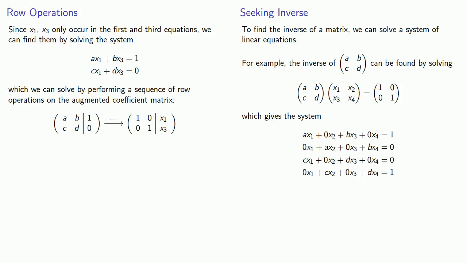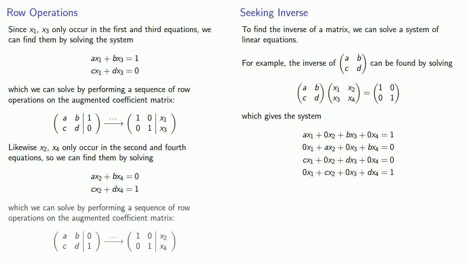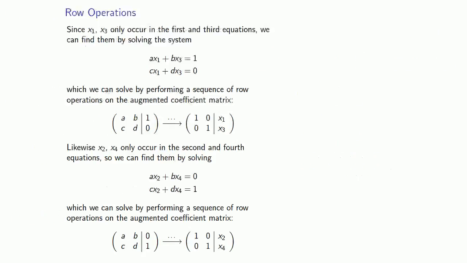Likewise, x2 and x4 only occur in the second and fourth equations, so we can find them by solving the system of equations ax2 plus bx4 equals 0 and cx2 plus dx4 equals 1. And we can solve by performing a sequence of row operations on the augmented coefficient matrix.